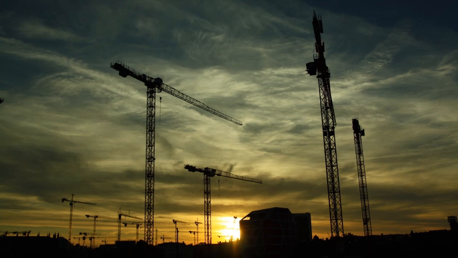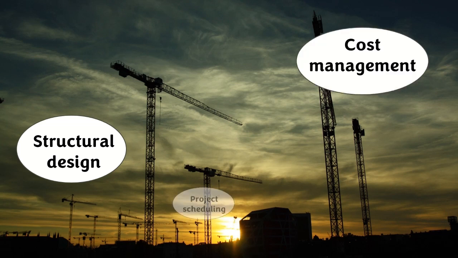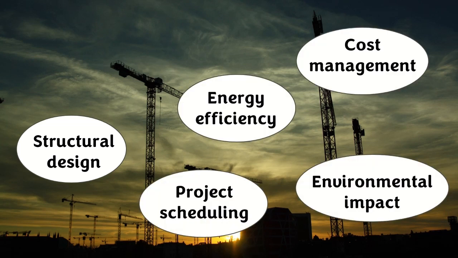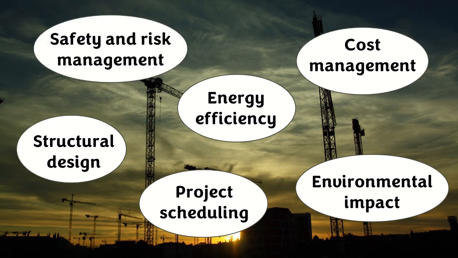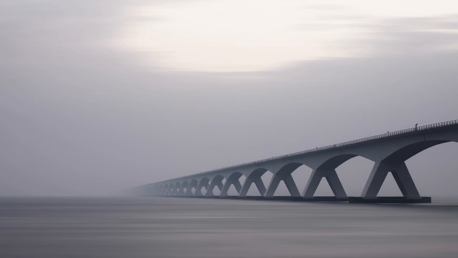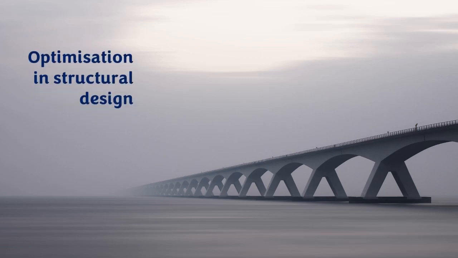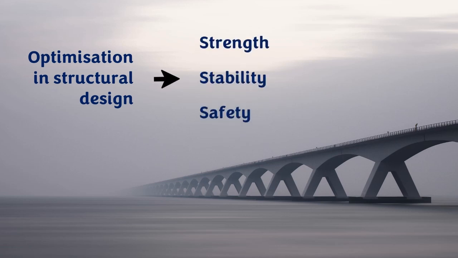Before starting with the problems, I would like to mention some of the uses of optimization in construction and the built environment. Optimization in construction is essential for improving project outcomes, reducing costs, enhancing sustainability, and ensuring safety. These are some examples where we can apply optimization: structural design, cost management, project scheduling, energy efficiency, environmental impact, safety and risk management. In an example of structural design, we can use optimization to ensure that the design of the structure is optimized for strength, stability, and safety, while using the least amount of material possible, which will reduce costs.